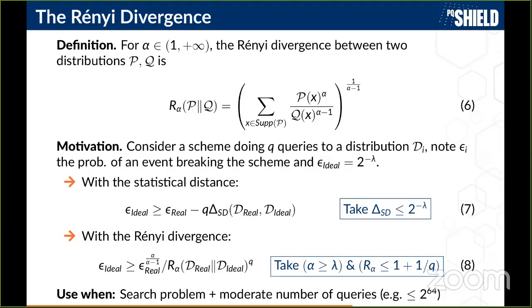Just one comment regarding your question. Remember that the Renyi divergence is parametric in alpha. For the case alpha equal 1, the Renyi divergence becomes the Kullback-Leibler divergence. And when you have the Kullback-Leibler divergence, you can obtain the statistical distance by using Pinsker's inequality.